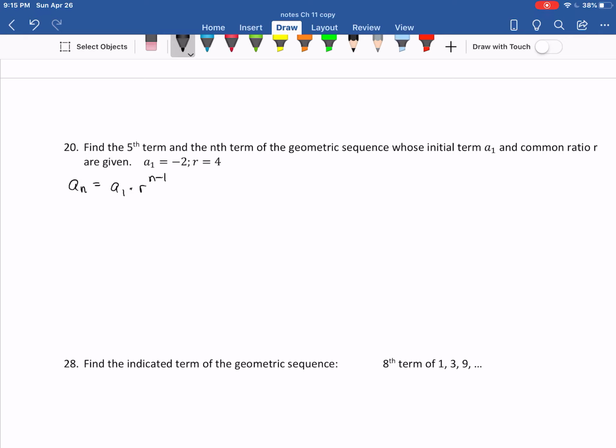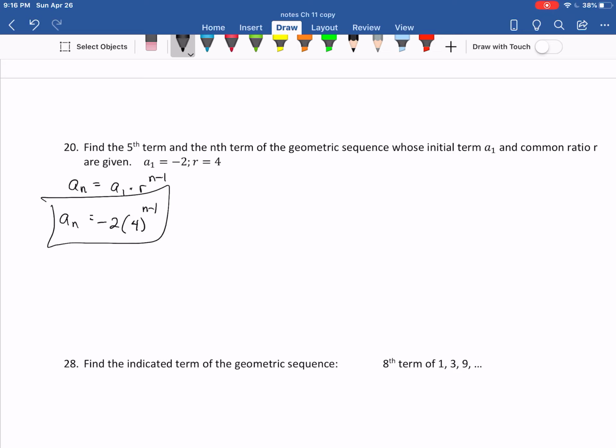Okay, so we're going to write this as negative 2 times 4 to the n minus 1. This is my nth term formula. You cannot multiply the negative 2 and the 4 because of the order of operations. So you have to leave it just like that.